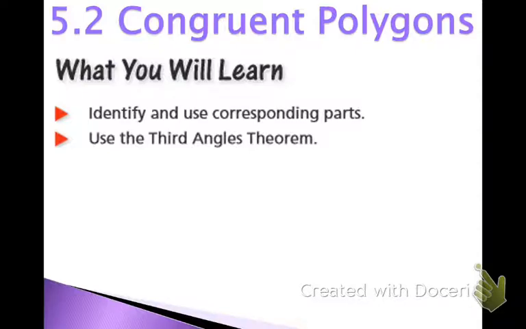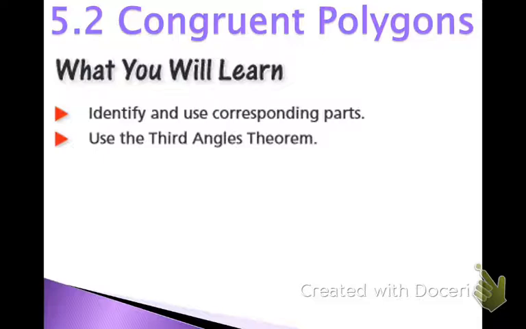Same measure. So in order for 2 polygons, and what is a polygon? A shape. A 4-sided, 5-sided, 6-sided shape, literally. Is a circle a polygon? No. Polygons are made up of line segments. Circles are not. Okay, circles are like a different breed.